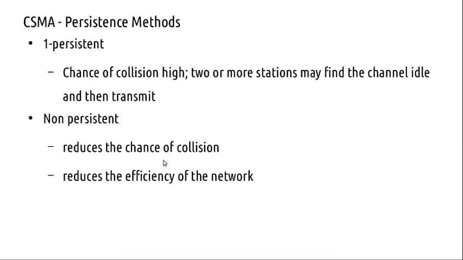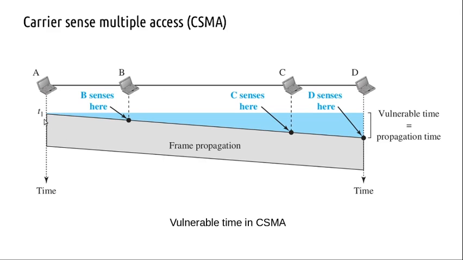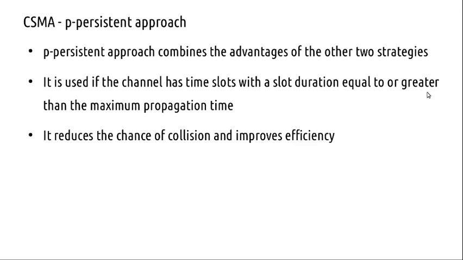So if your channel has time slots with a slot duration which is equal to or greater than the maximum propagation time, only then is this p persistent approach used. The maximum propagation time is the time required for a frame to propagate from node A to node D, which is the farthest node. So your time slot should be greater than or equal to the maximum propagation time, only then could you keep the p persistent approach working.